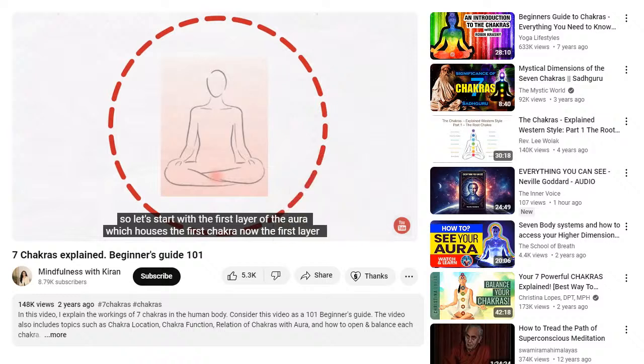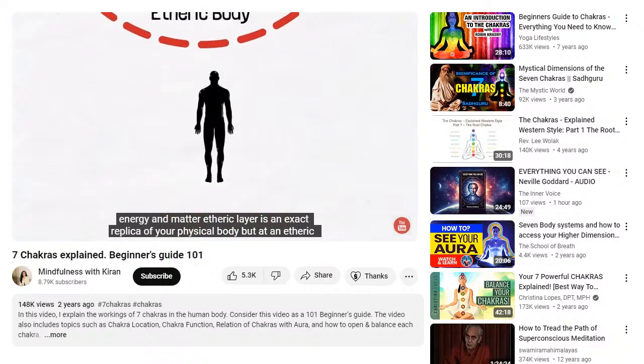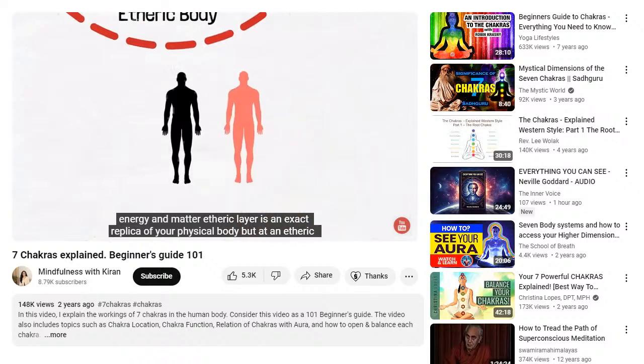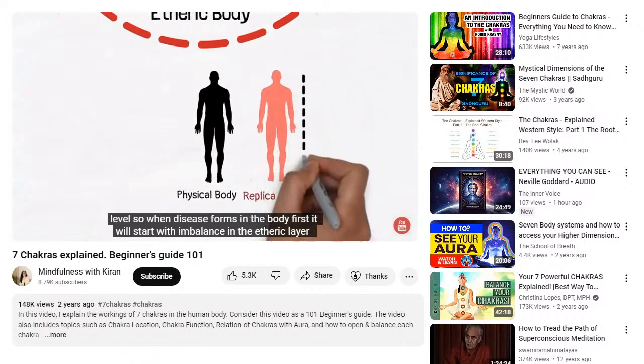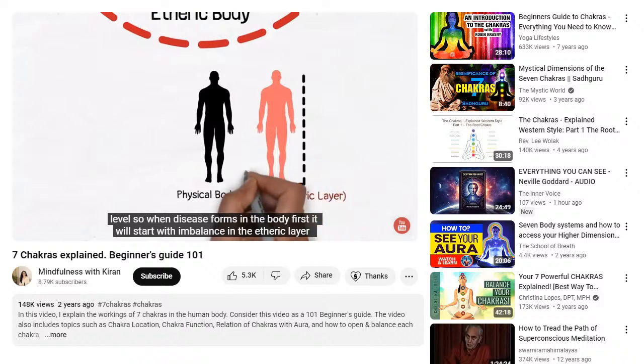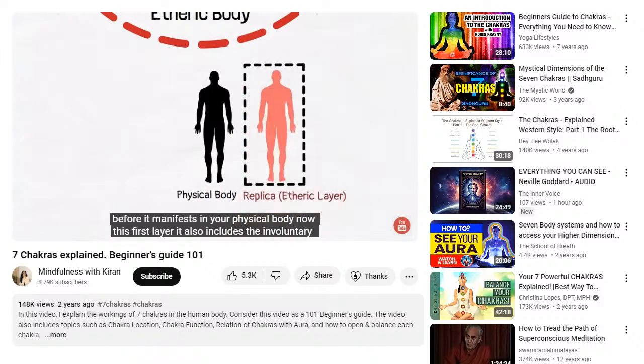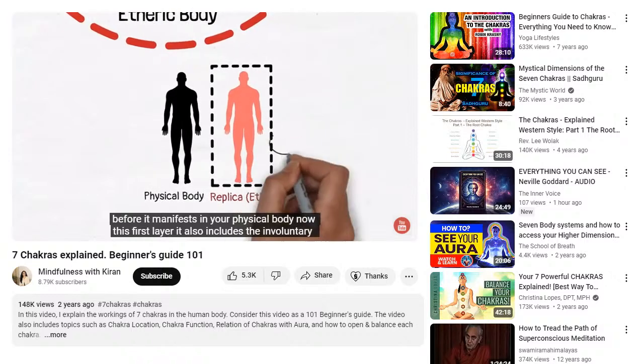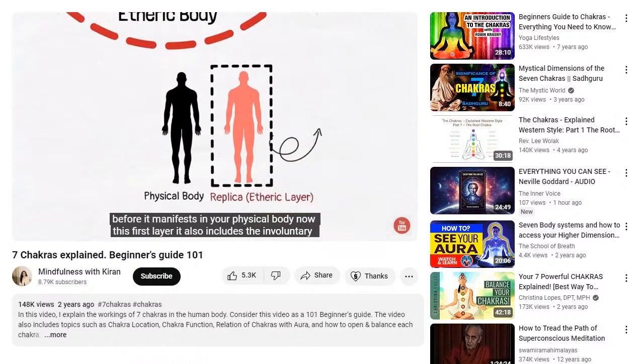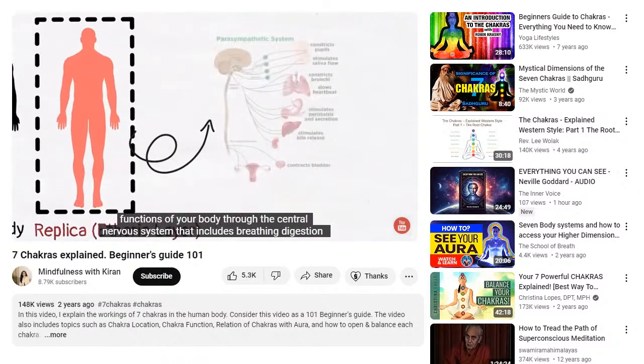Now the first layer is called the etheric body. Etheric comes from the word ether, which is described as the state between energy and matter. Etheric layer is an exact replica of your physical body, but at an etheric level. So when disease forms in the body, first it will start with imbalance in the etheric layer before it manifests in your physical body.